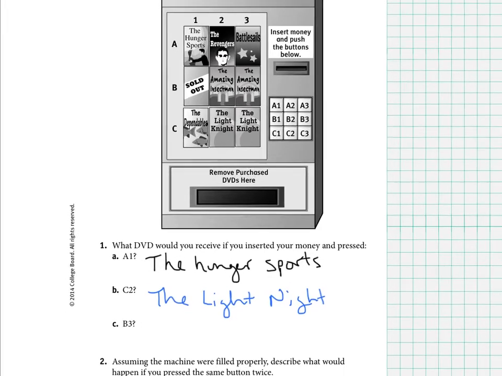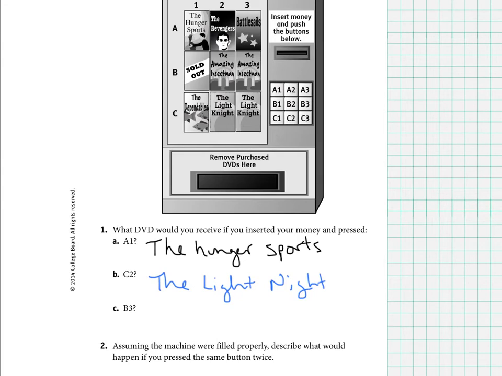And then we'll scroll down a little bit here. And then it says B3. Okay, B3, here's B3, so B3, and you get the Amazing Insect Man. Great titles.